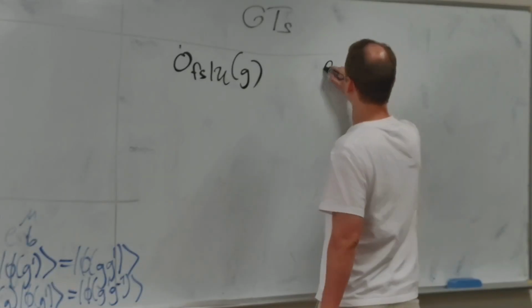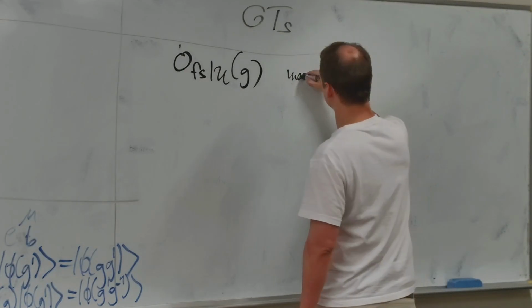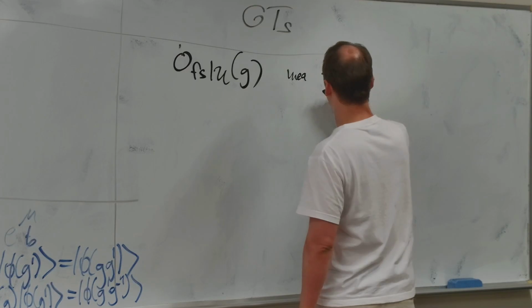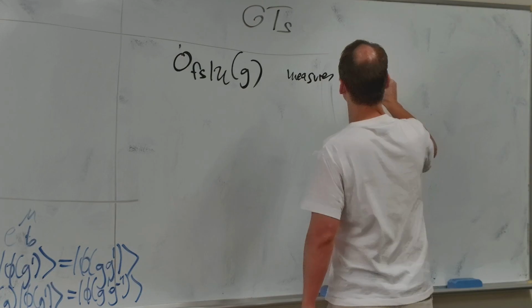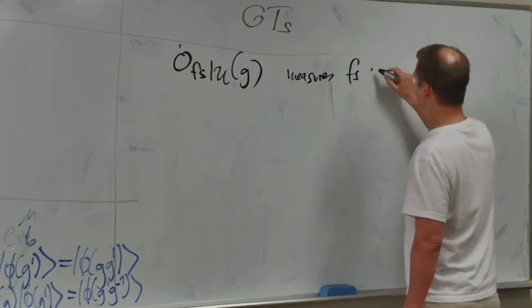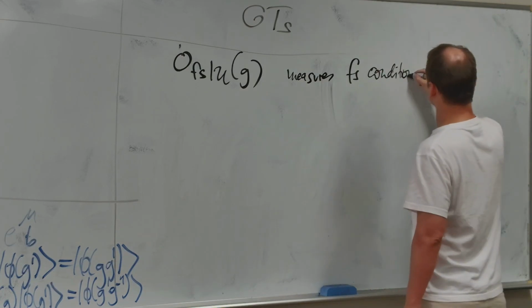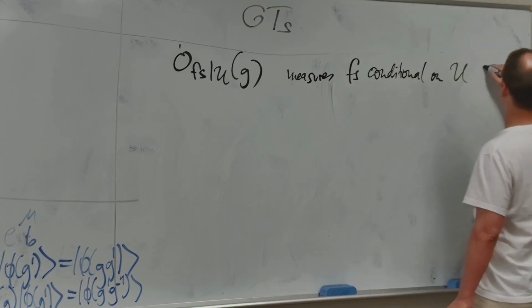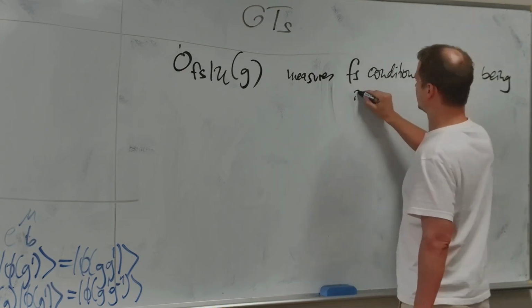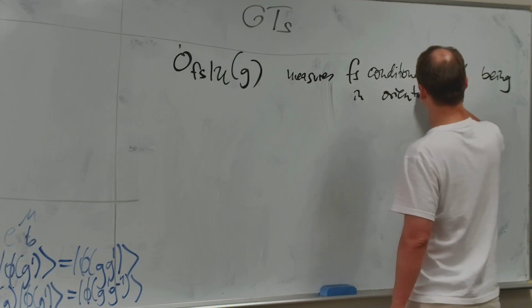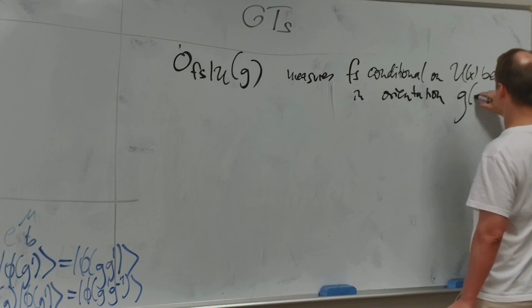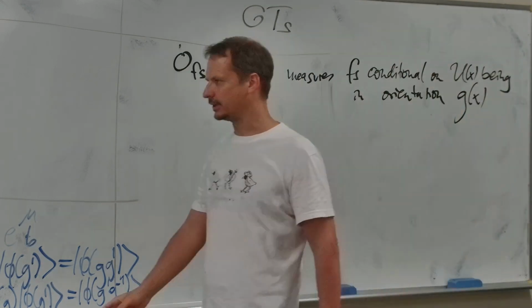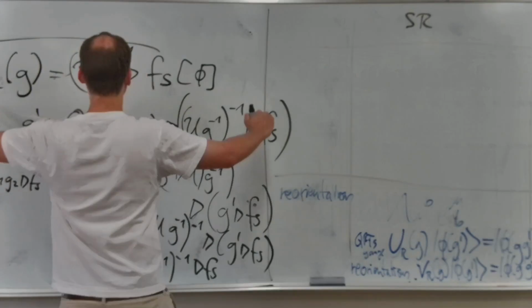So it's Fs, so this measures Fs conditional on U being in orientation G, so here I put it X, G of X. And the way to see this is gauge invariant.